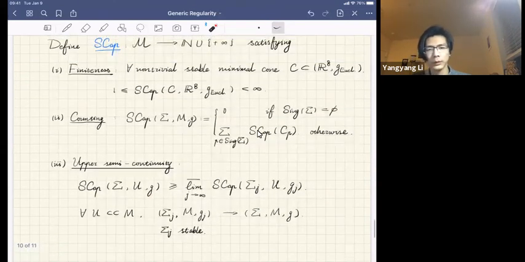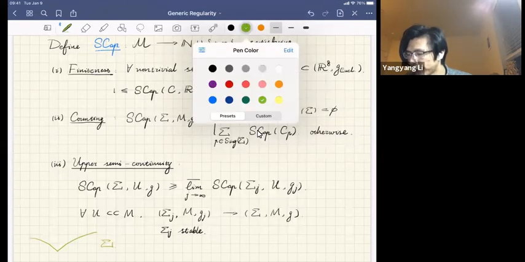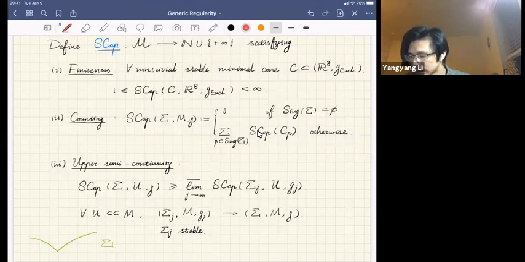So maybe one way to digest this upper semi-continuity is the following. Suppose that we are given a minimal hypersurface sigma here. And if we perturb the metric to obtain some new minimal hypersurface sigma j, then, as one can see in this picture, sigma has only one singular point in this neighborhood, but sigma j has more than one. Maybe now we have 4.